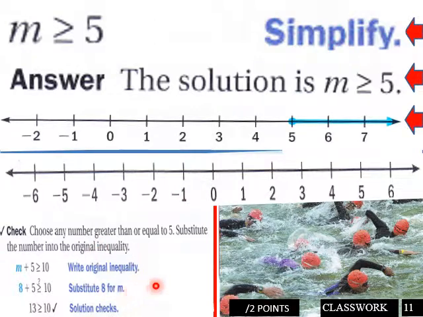Then here's the check. Choose any number greater than 5. So we're going to choose 8. We just stick 8 in there, and yep, 13 is greater than or equal to 10. So the check works out.